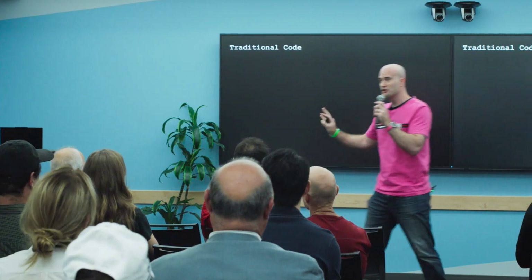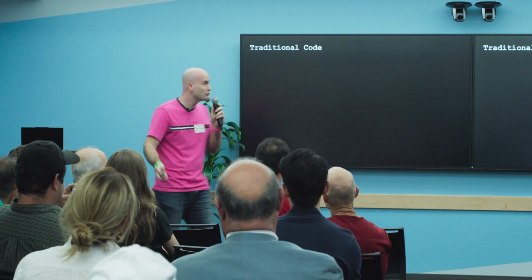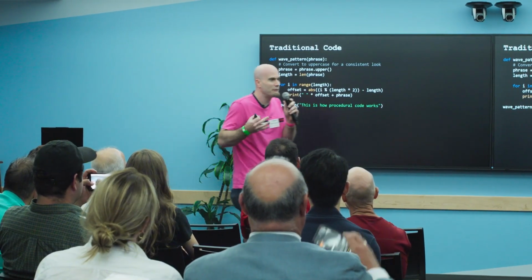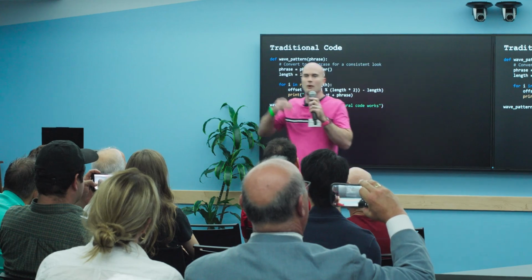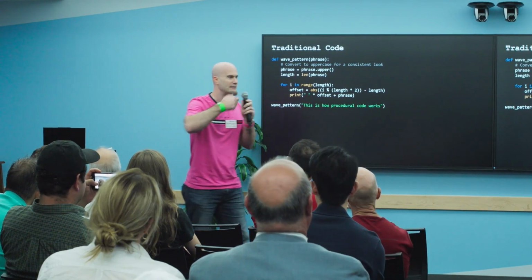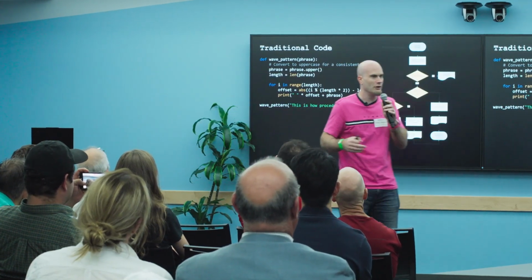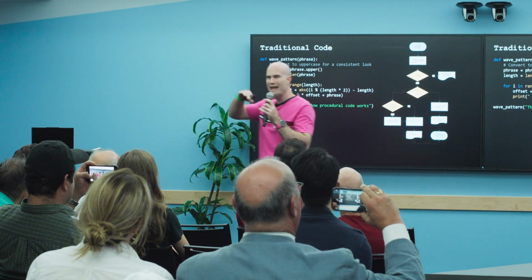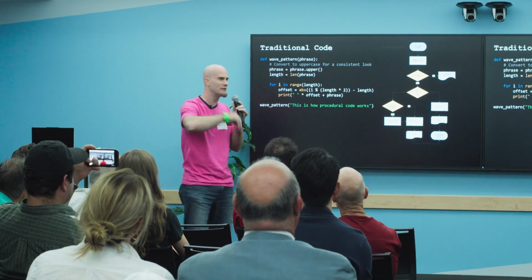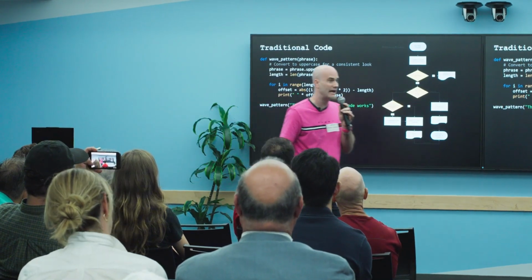Okay, traditional code. This is what we're used to. Traditional code: if, then, else, loops. When this happens, then we move to this. Think flowcharts. This is how we move through. In these conditions, when this happens, when that happens, then we are going to take this action.